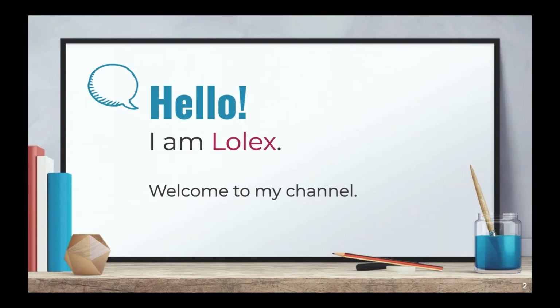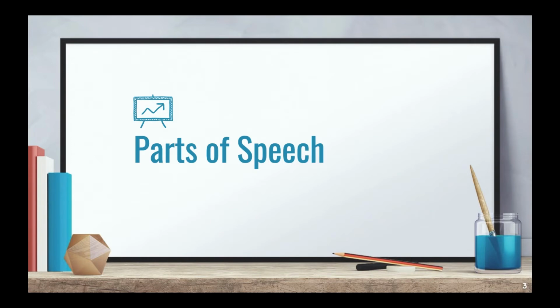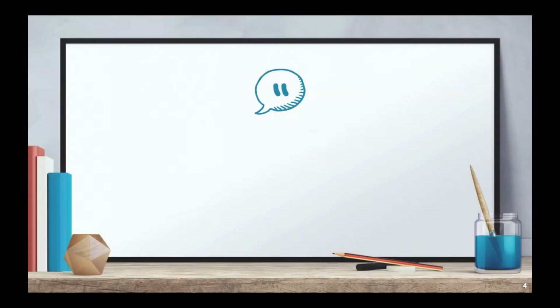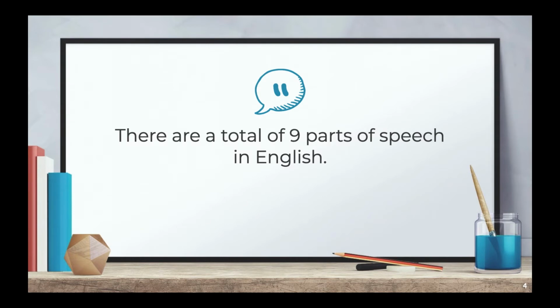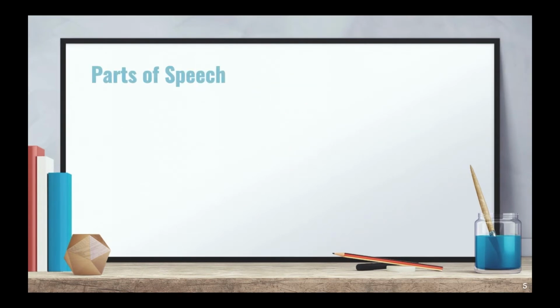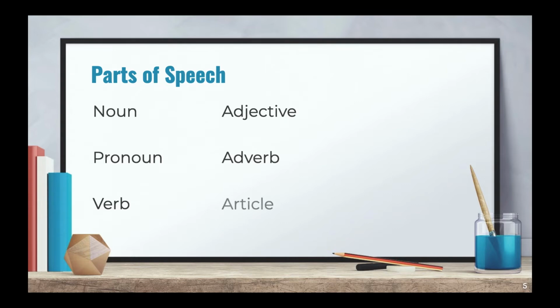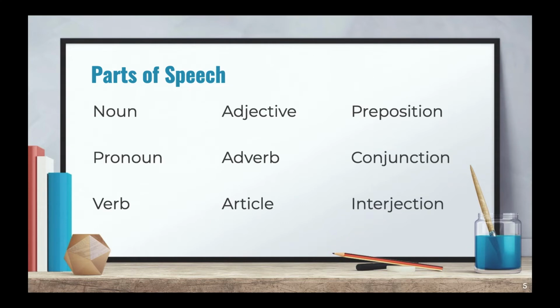My name is Lolex. Today we will be talking about parts of speech. There are a total of 9 parts of speech in English. They are noun, pronoun, verb, adjective, adverb, article, preposition, conjunction, and interjection.